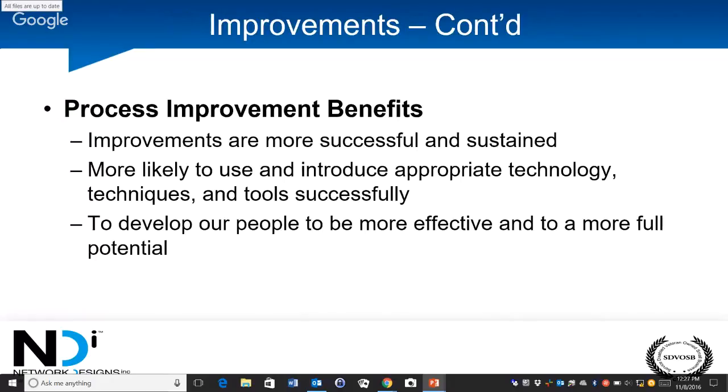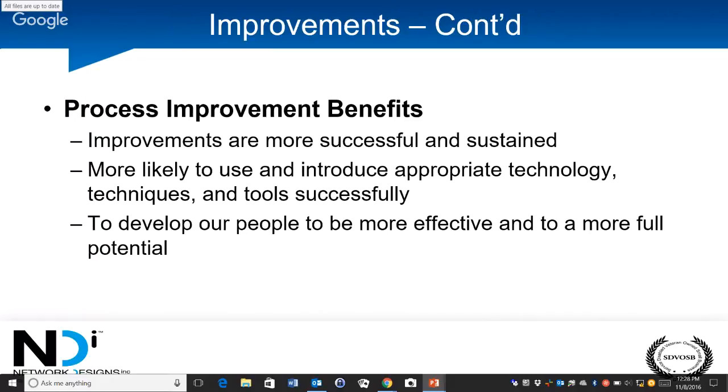Process improvement benefits. What are they? Improvements are more successful and sustained. So when we improve, we become even more successful, and these processes become sustained things that we continue to do time and time again, and we continue to build on them. They're like foundation blocks. As you do something well, you go back and evaluate that, and you look at what you have been doing. Is it working? And if it's working, how can we do it even better? So it becomes successful, and then it becomes sustained.